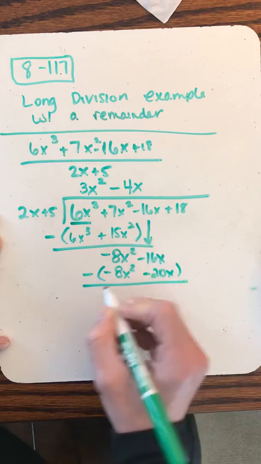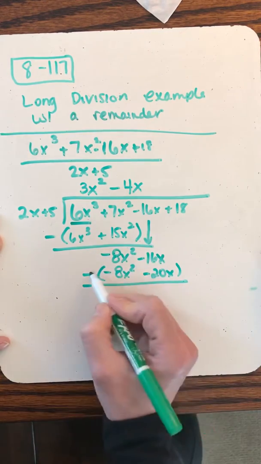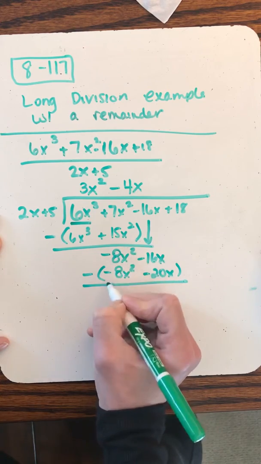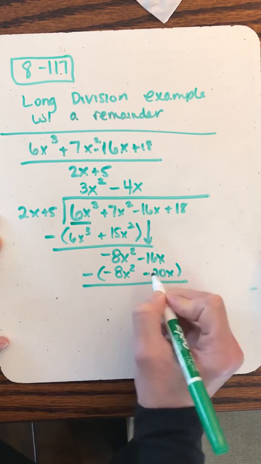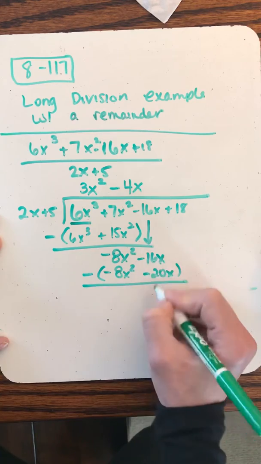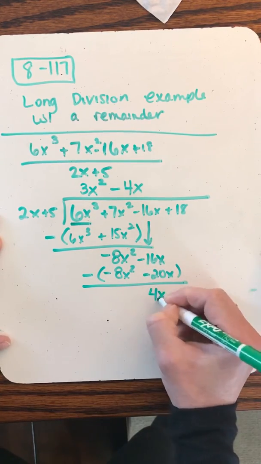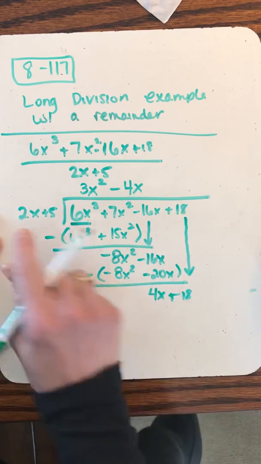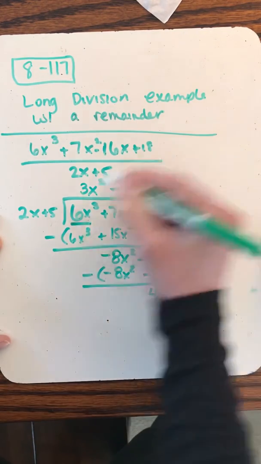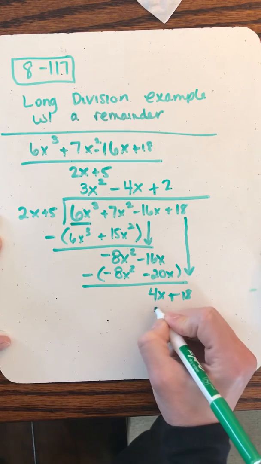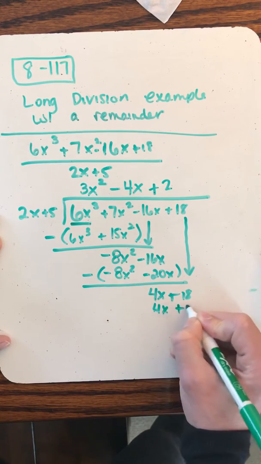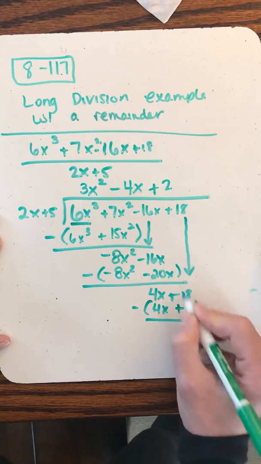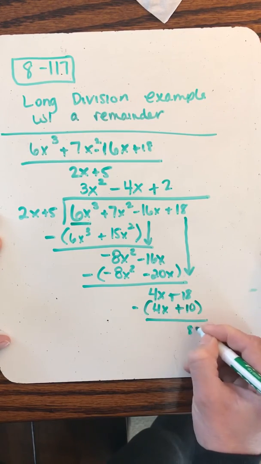Now here's why I don't like long division, because it gets a little messy with negatives. So negative 8x squared minus a negative 8x squared is like plus, so they cancel. Now be careful here. Minus a negative 20x is a positive 20x, so this turns out to be 4x. And I drop my last term down. So 4x divided by 2x is 2. When I multiply it, I get 4x plus 10. I subtract that, so these cancel, but I'm left with 18 minus 10 is 8.